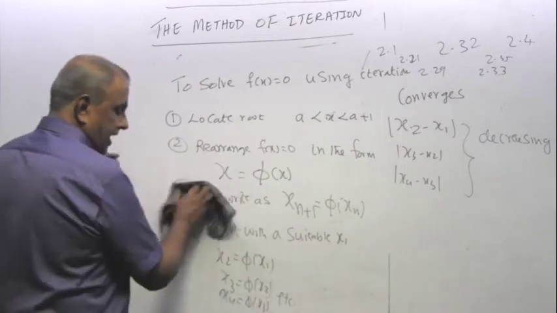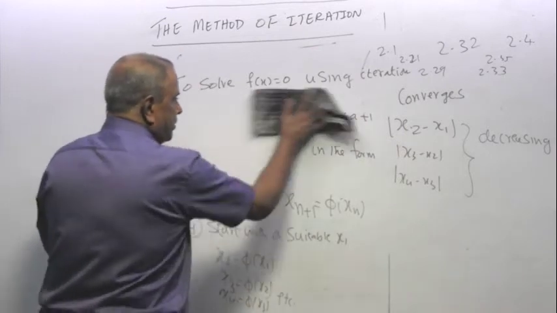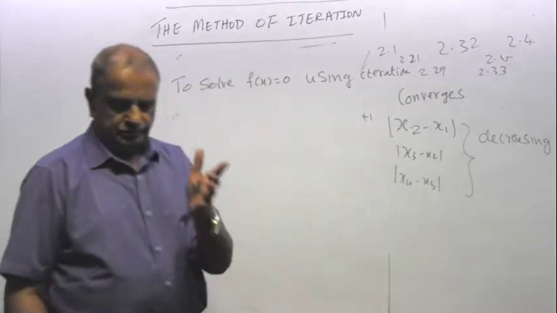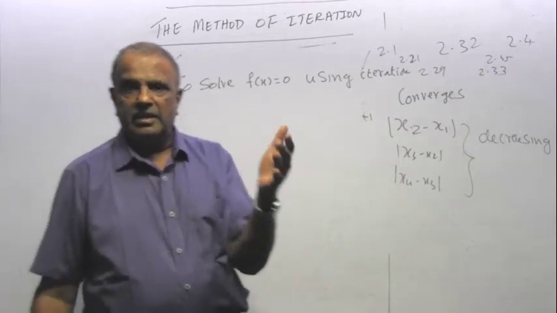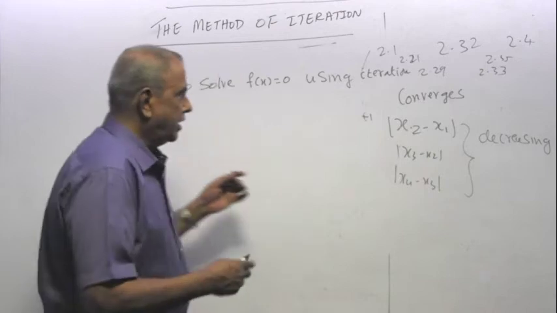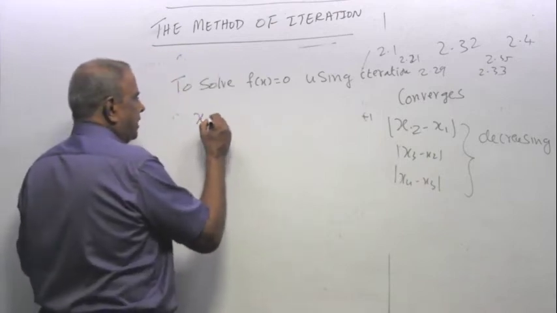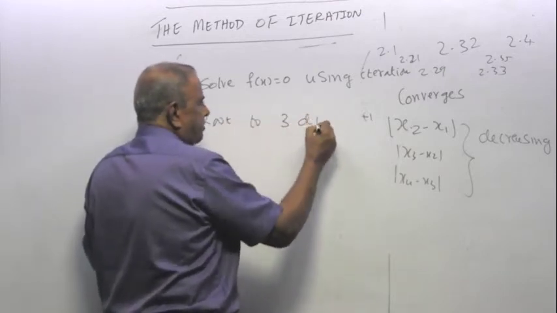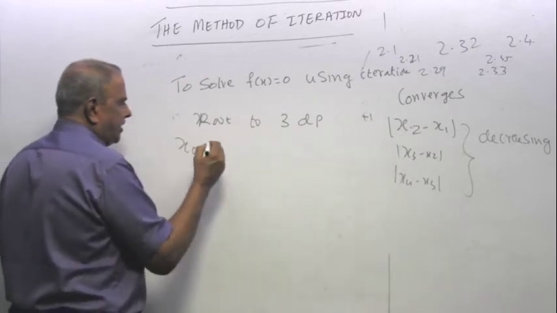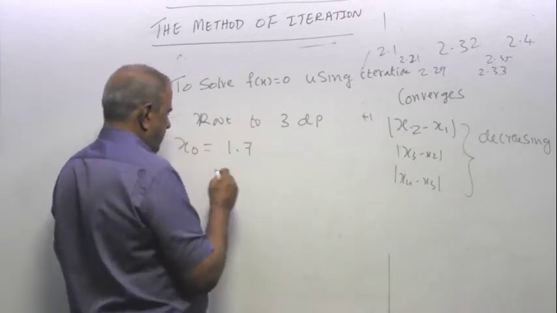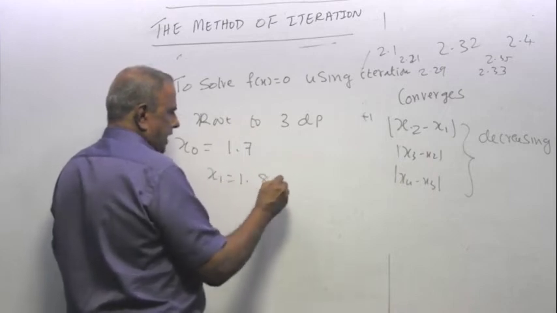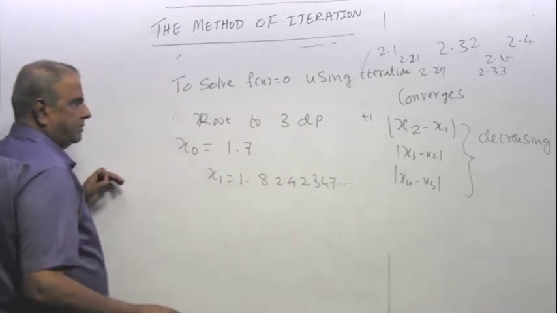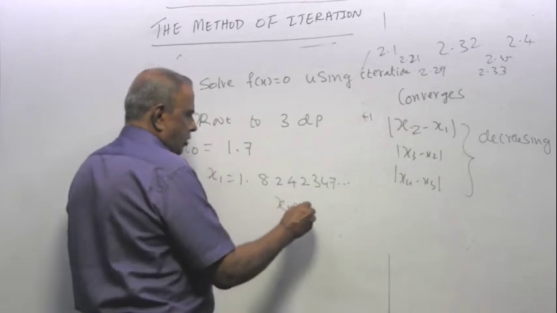So, when to stop? Let me just show when to stop. The rule is this. Use a calculator to find, let's say, x0. Suppose I want to find the root, I'm just taking an example, to 3 decimal places. So your x0, let's say, was 1.7. x1 was 1.824237, etc. But then you say x1 equals 1.824.